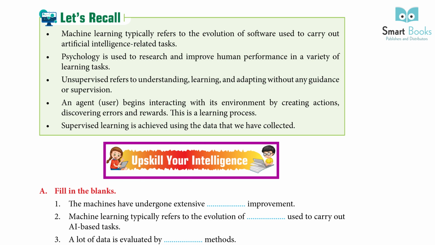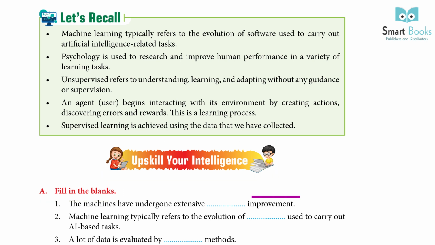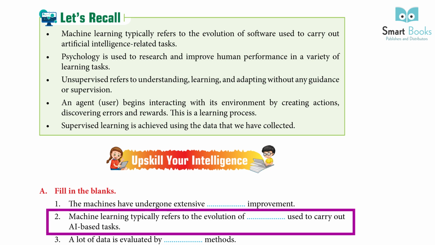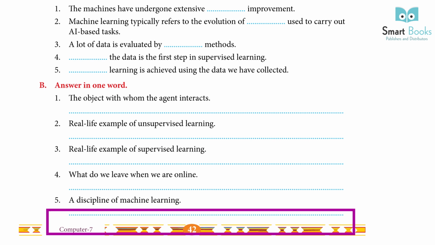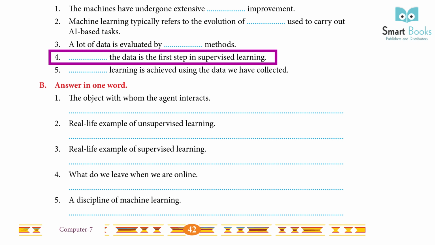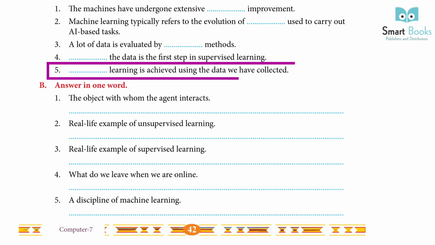Upskill your intelligence. A. Fill in the blanks. 1. The machines have undergone extensive dash improvement. Answer: human. 2. Machine learning typically refers to the evolution of dash used to carry out AI-based tasks. Answer: software. 3. A lot of data is evaluated by dash method. Answer: statistical. 4. Dash the data is the first step in supervised learning. Answer: labeling.